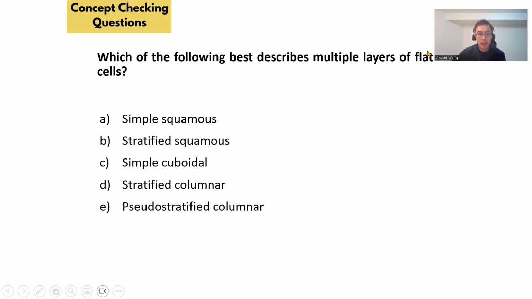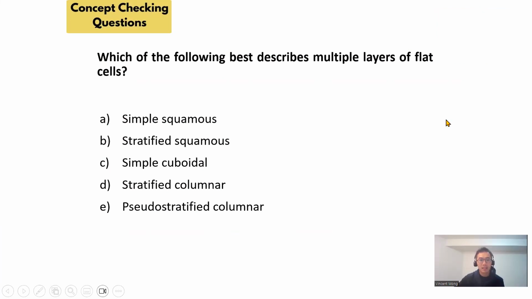Okay. I hope you can do this one for me, right? Which of the following best describes multiple layers of flat cells? We sort of just did that, right? I hope you have the right answer. The simple squamous? But it says multiple layers of.